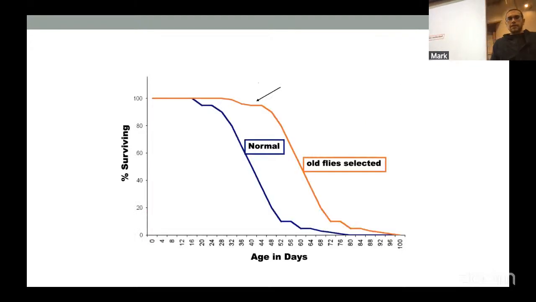And then this is some of the original survivorship plots from this experiment. In the blue line, this would be the survivorship curve for the normal population, so percent surviving over time. And then you have the old selected ones, so they're living longer, and the actual mortality pattern is different. You don't get the same immediate or quick acceleration.